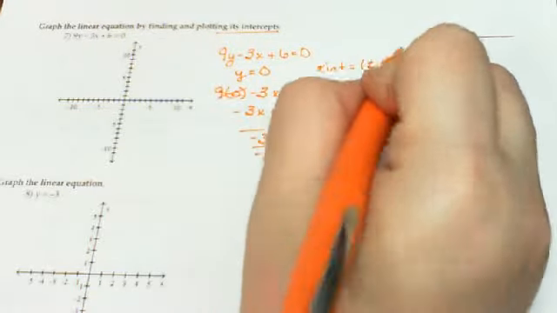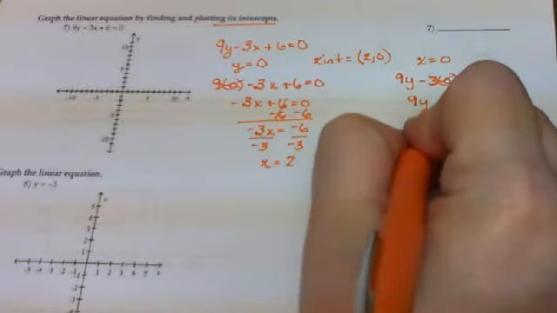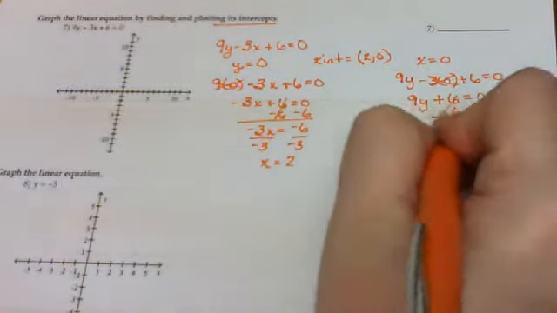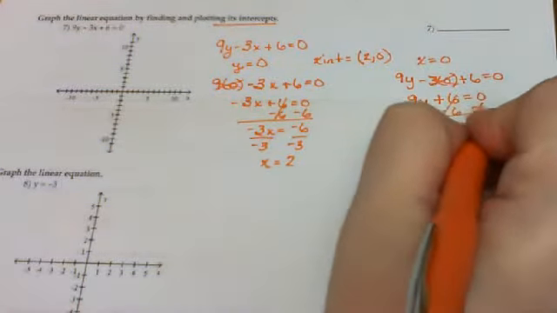So, when I'm finding the y-intercept, I need to make sure I plug x in for 0. So that means I'm going to have 9y, starting back over, minus 3 times 0 plus 6 is equal to 0. Once again, the 3 times 0 is just going to go away because 3 times 0 is 0. That gives me 9y plus 6 is equal to 0. Move my 6 to the other side. 9y is equal to negative 6. Divide both sides by 9. You get that y is equal to negative 2 over 3.